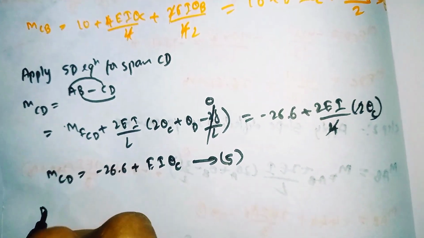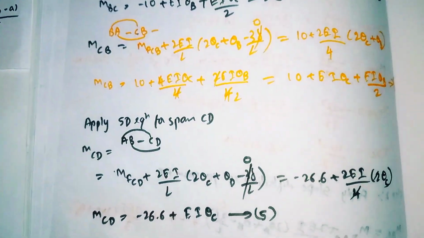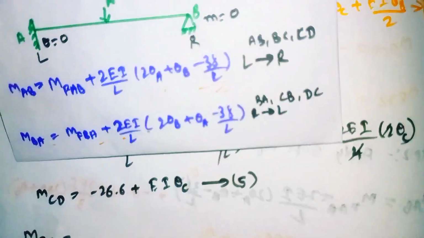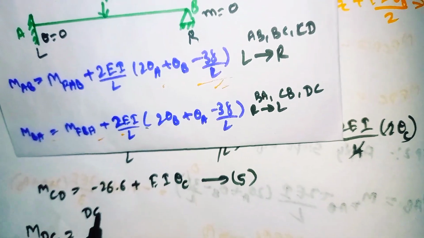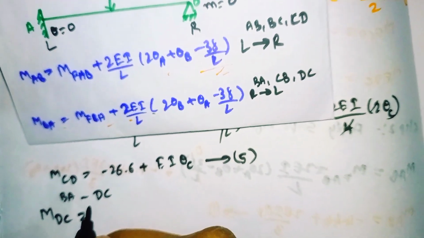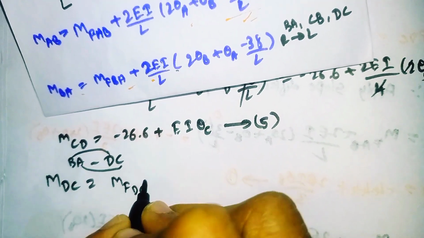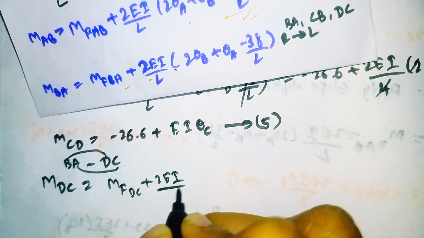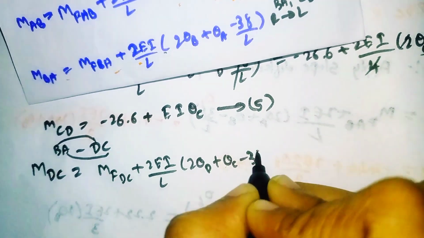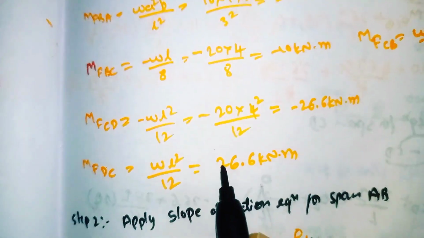Similarly for MDC, we have the formula. In case of BA we need to put DC. So the formula is MFDC plus 2EI divided by L, 2 theta D plus theta C minus 3 rho divided by L. So the MFDC value we got was 26.6.